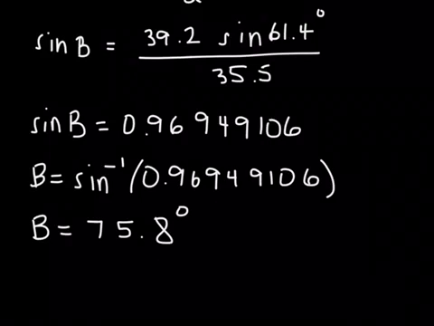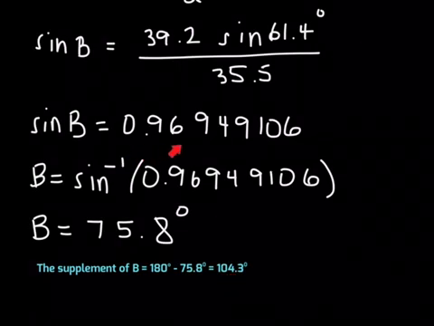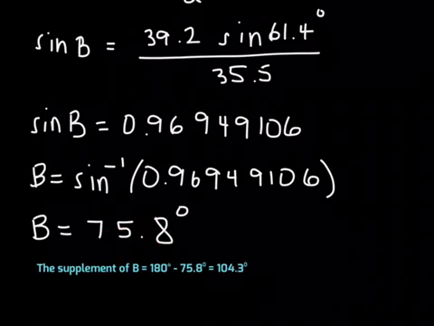Okay, guys, now, do you remember that we had said earlier that supplementary angles have the same sine value? So what we need to do right here is find the supplement of angle B. So the supplement of angle B is going to be 180 degrees minus 75.8 degrees, which is 104.3 degrees. So what's really important for you to understand is that sine of this angle will be 0.9694910, and sine of this angle will also be 0.9694910. So what I'm trying to show you is you have two options for B. Either B could be 75.8 or 104.3.